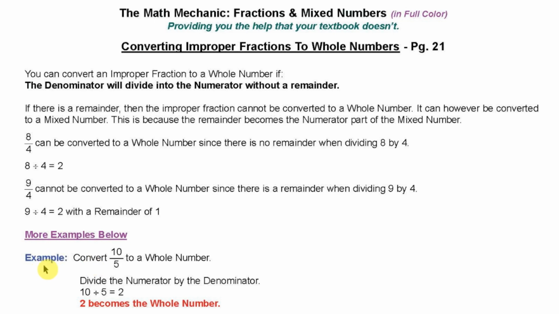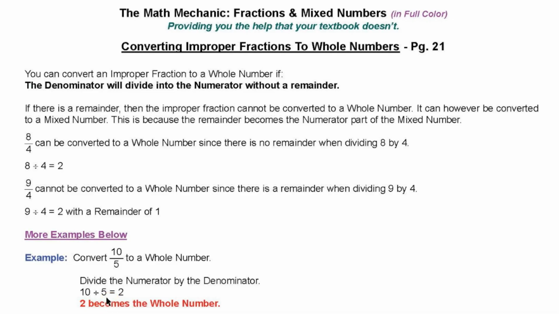Here is an example of converting an improper fraction to a whole number. Convert the improper fraction of 10/5 to a whole number. We do this by dividing the numerator by the denominator. The numerator is 10. The denominator is 5.